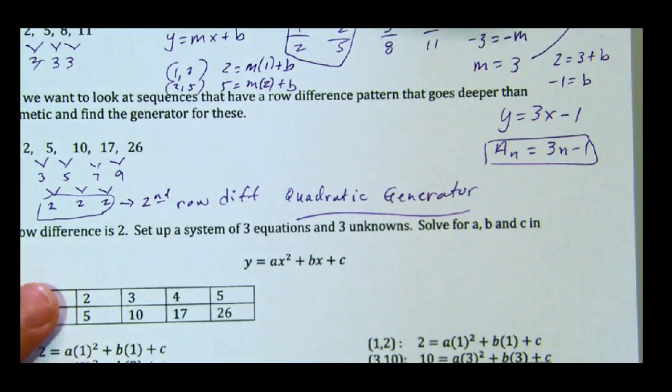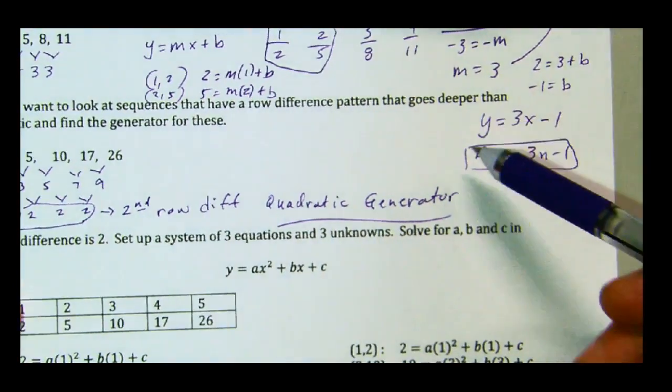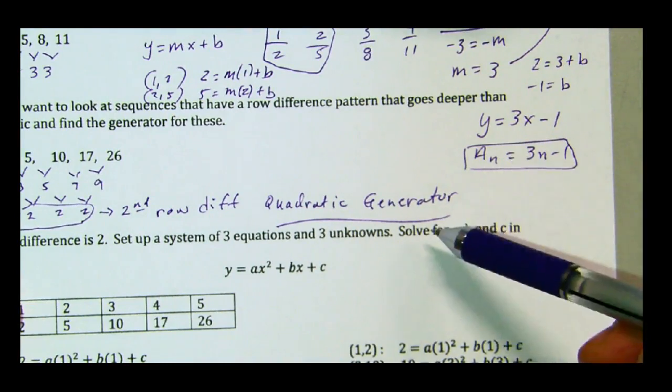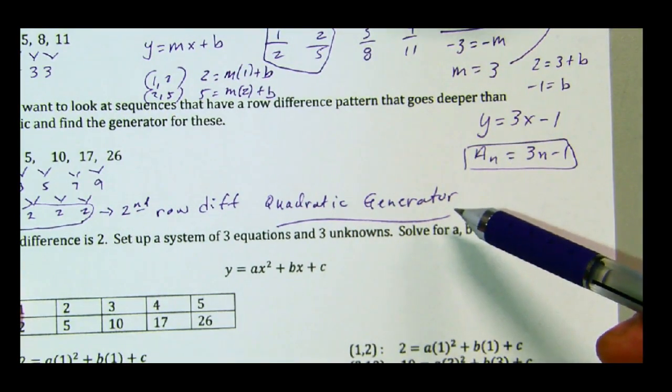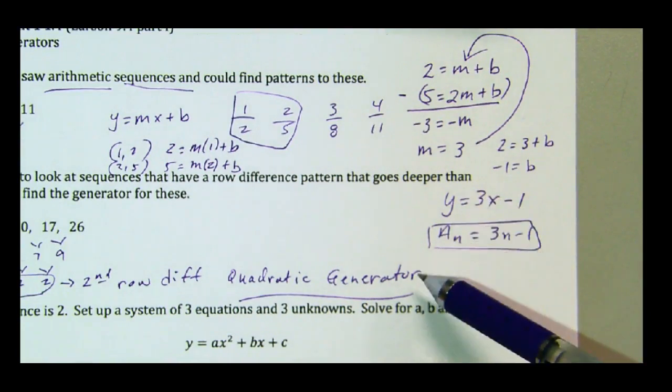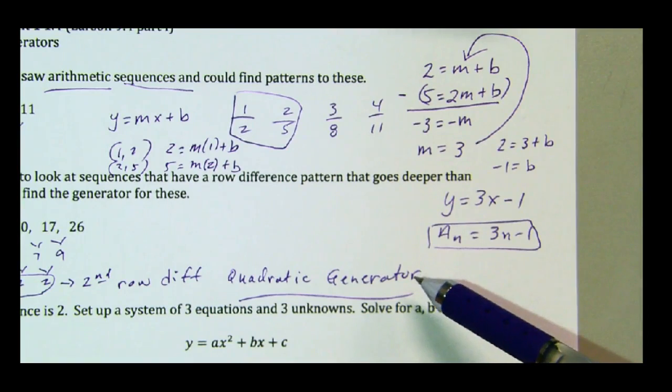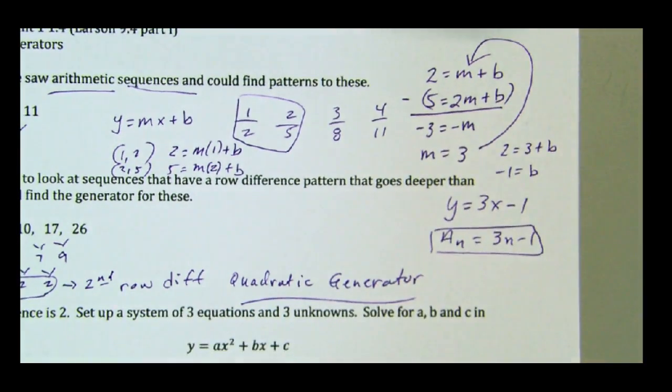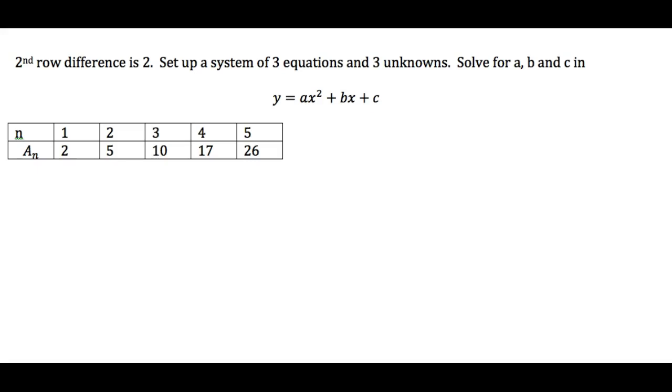So instead of having a linear generator as we did up here, we're going to have a quadratic generator. Here we had two equations, two unknowns that we had to deal with. Well, with a quadratic generator, we're going to have three equations, three unknowns. Oh my. So we're going to have to figure out how to solve for that. And then once I do that, well, I'm not going to tell you if we will have a shortcut, but we'll have a shortcut.